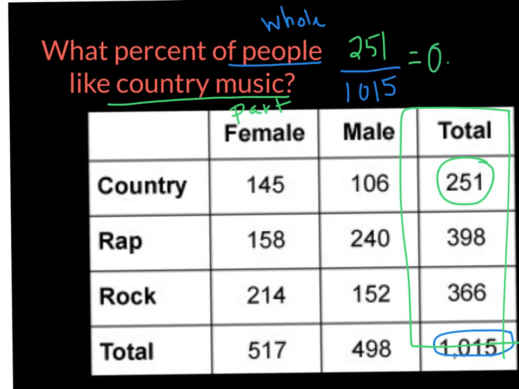Actually, let's be clear. In my calculator, I got 0.247, but because the digit to the right was over 5, I rounded it up to 0.25, which gives me that my final answer when I multiply that by 100 is 25%.